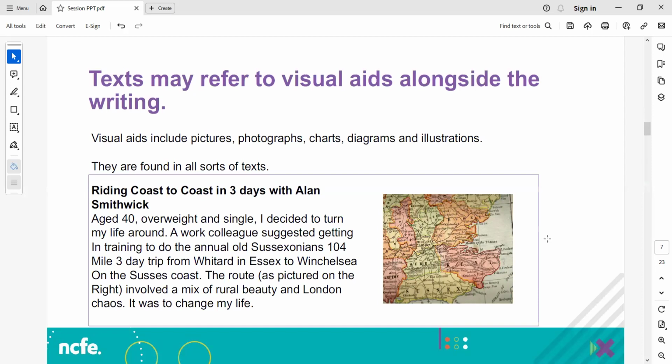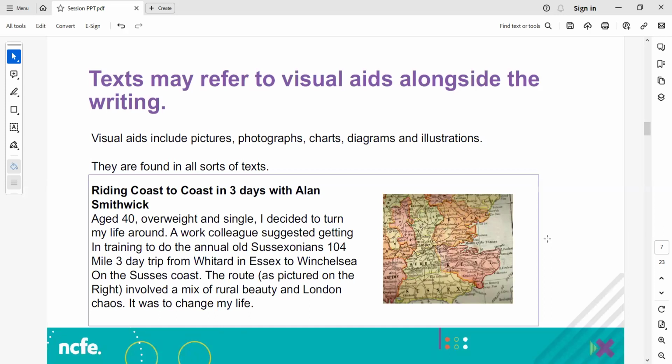So in a text, as well as the visual aid just appearing, so if you have a map, it may be that you just have a standalone map and the key will help you understand how to use the map. But you might also find visual aids such as photographs, pictures, charts and diagrams or maps within a text. So there's an example here. We've got an extract of a text and a map next to it. So I'll read out the text, you can read along, and then it will become clear why there is a map there.